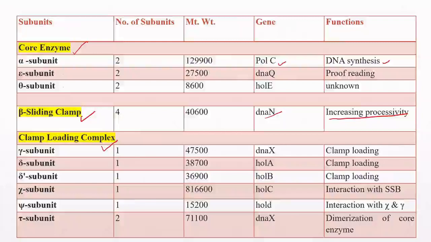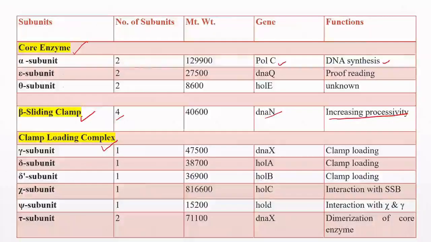This infinite processivity of DNA polymerase III is due to the beta sliding clamp. So there will be 4 beta sliding clamps attached to the holoenzyme of the DNA polymerase, 2 beta sliding clamps attached to each strand.